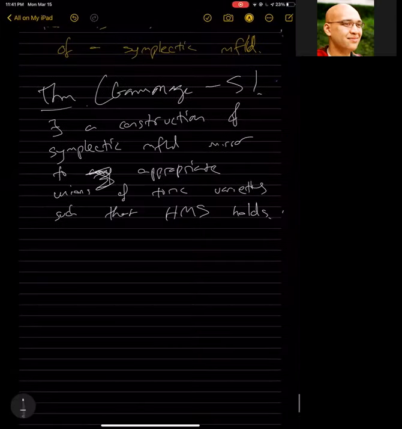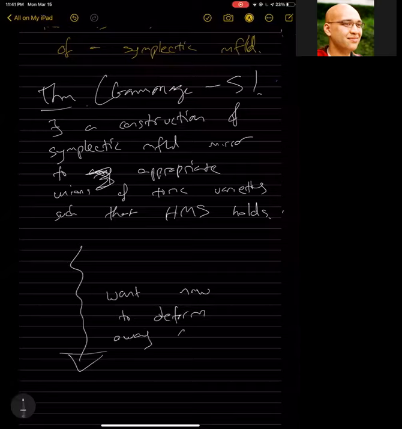There's a program after this having to do with, we want now to deform away from large volume. And that's a long story for another day. I think maybe this has been enough for one day. Okay, that's it.